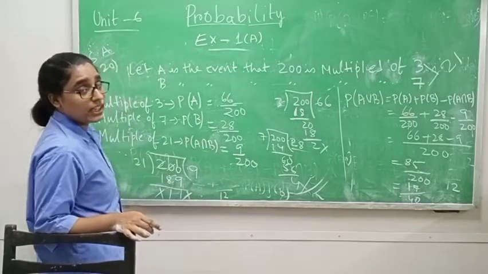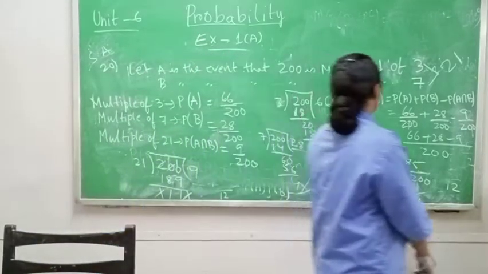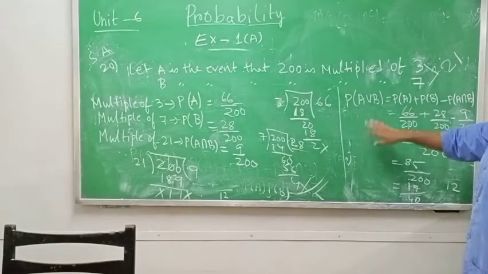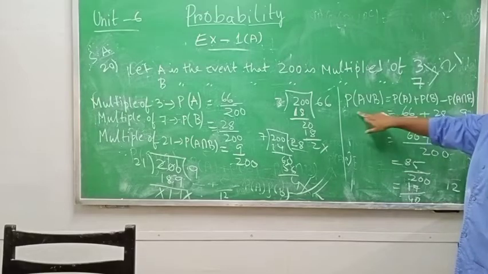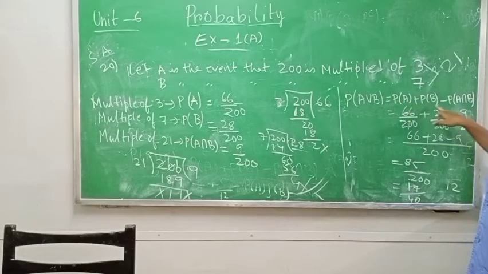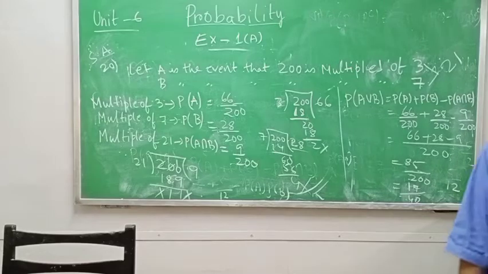Now you will ask why we are finding A intersection B. Why we are finding this, because we have to find A union B. Means probability of multiple of 3 or 7. So we are finding this, equals P(A) plus P(B) minus P(A intersection B). Now put P(A), P(B) and P(A intersection B) in the formula. Just I am putting the P(A) value, P(B) value and P(A intersection B) value, then I am taking the LCM. I am getting 85 by 200. When I am cancelling using the 5 table, I am getting 17 by 40.